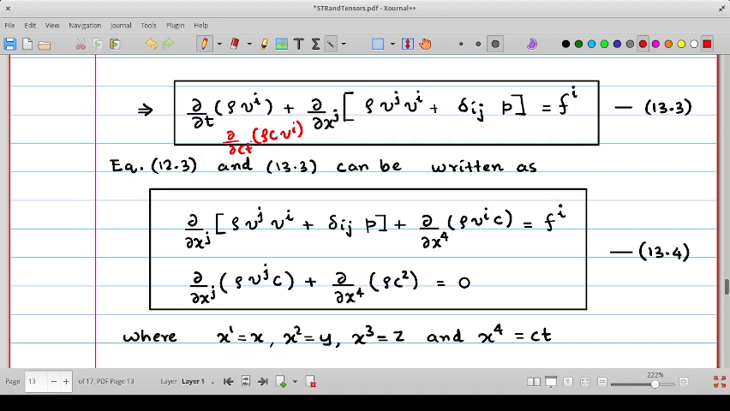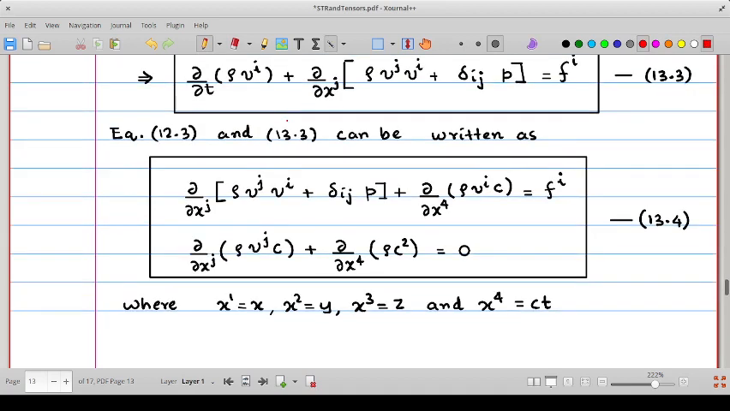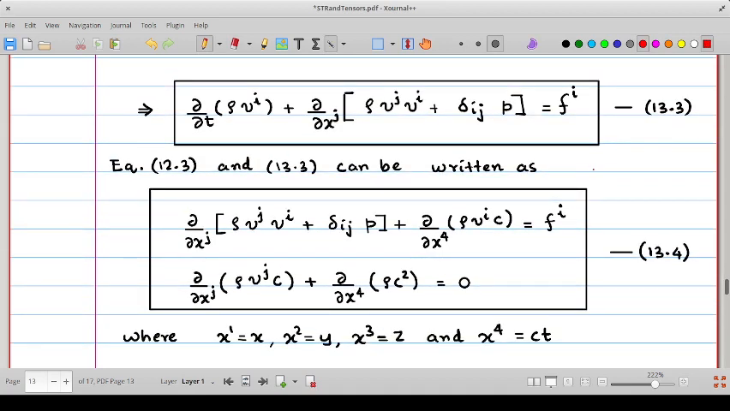Okay, so now ct is equal to x4, and therefore I may write this as d by dx4 of rho vi c. And similarly, I had the other equation, which was d by dt of rho plus dj of rho vj equal to 0. Now if I put a c over here, I multiply it with c, I will have d rho c by dt, and here I will have plus dj of rho c vj.